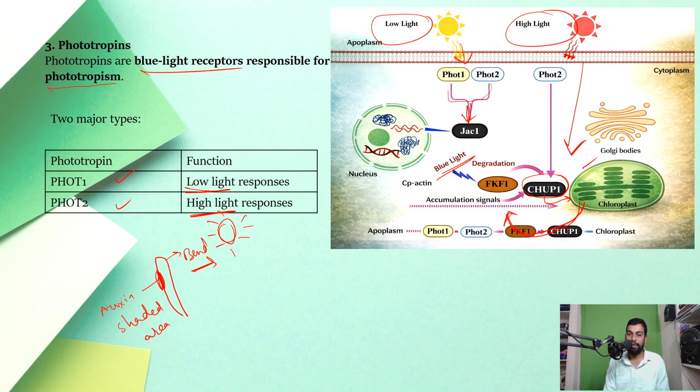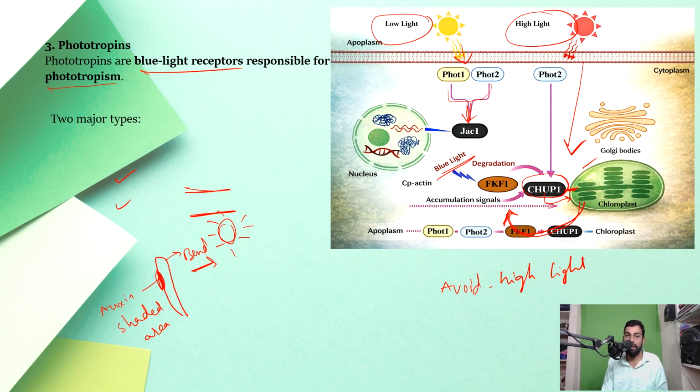So what is happening here? PHOT1 and PHOT2 are sensing the high light. So they bind with the chloroplast actin protein that is present in the chloroplast. So this CHUP protein binds there and it pulls the chloroplast towards this side. So it avoids the high light and protects the chloroplast. This is the overall idea of it. We can call it avoidance of high light.